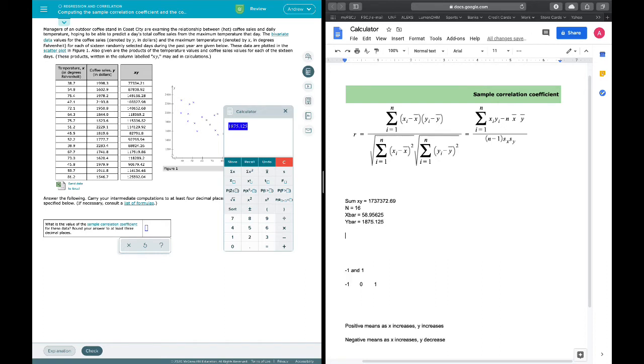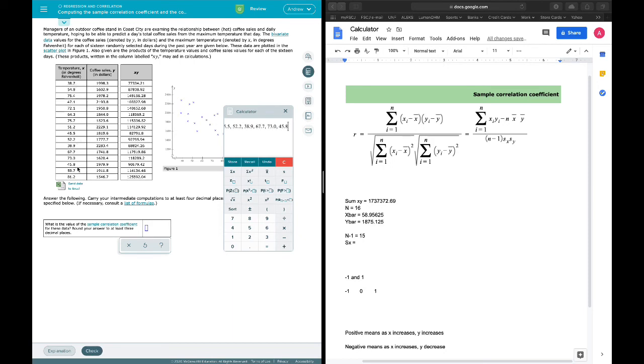Okay, so now to the denominator. The first thing is the n minus 1. N is the total number of days, so 16 minus 1 would be 15. The next thing you see is the S of x. The S of x is the standard deviation of your x's. Again, we have it. It finds a standard deviation for us. All we got to do is hit that button. So I'm going to clear everything out of the calculator, highlight my x column, and just hit that S. So there's my standard deviation of the x's.